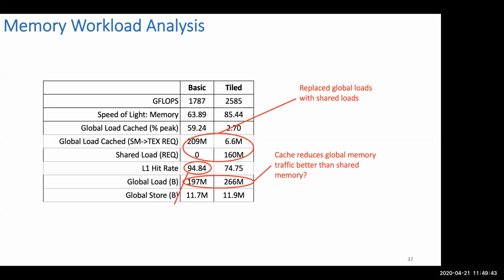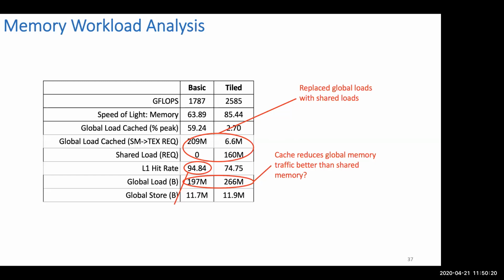What we want to focus on is that in the tiled matrix multiplication, we're replacing a large number of the global memory accesses with shared memory accesses. In the global load cached row, these are loads from global memory that are eligible to be cached, and we reduce from 209 million to 6.6 million. In exchange, we've increased the shared loads from 0 to 160 million. Just like we thought we would see, we replaced a large amount of global memory accesses with shared memory accesses.